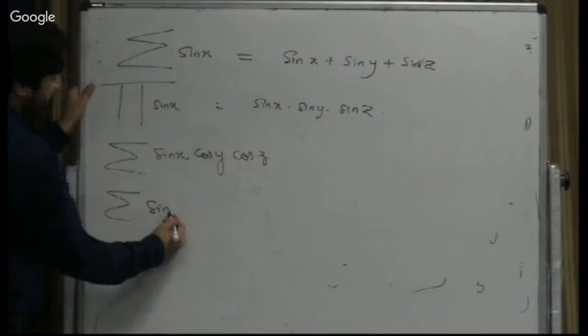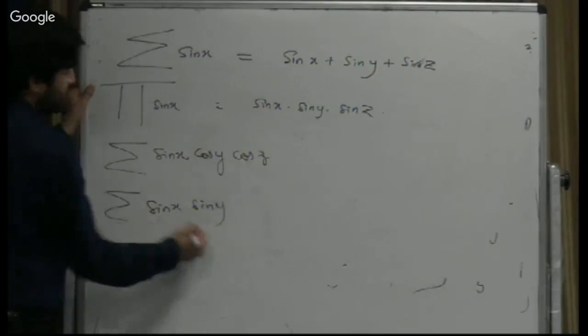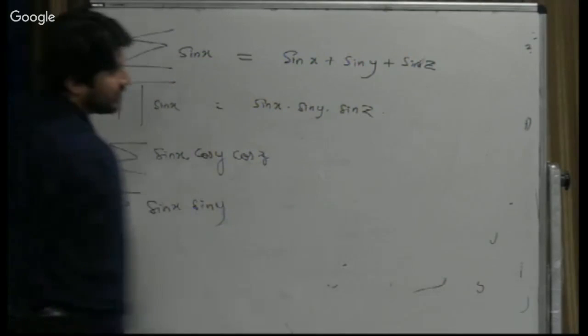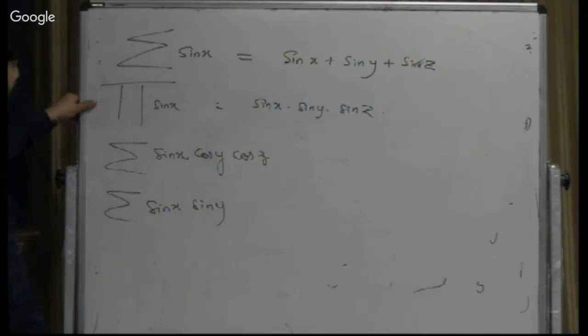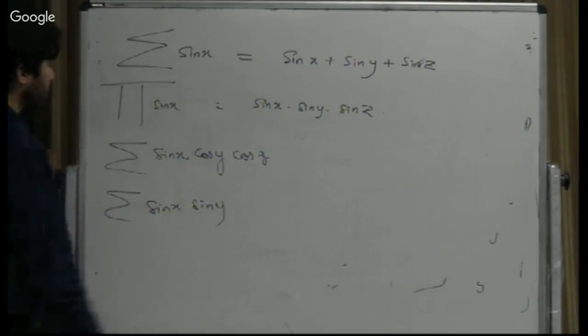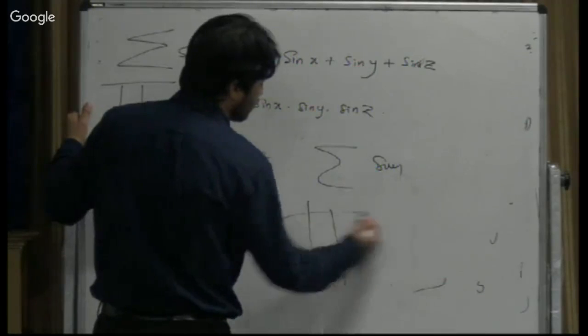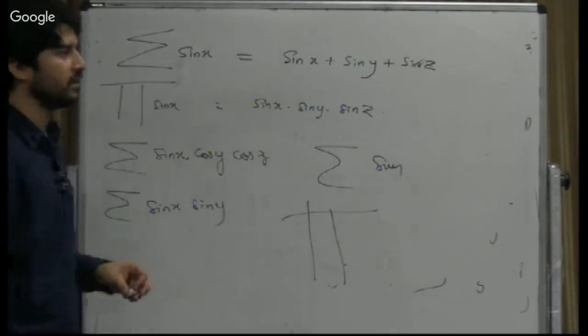Sigma sine x sine y means sine x sine y plus sine x sine z plus sine y sine z. इस तरीके से लिखते हैं हम लोग, just a short form. So sigma means sum, pi means product. That's it.